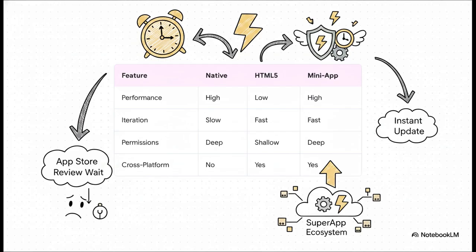But then there's the third option, mini app development. This completely changes the game. It takes the ultra-high performance and deep permissions of native development and marries them perfectly with the rapid iteration speeds of HTML5.